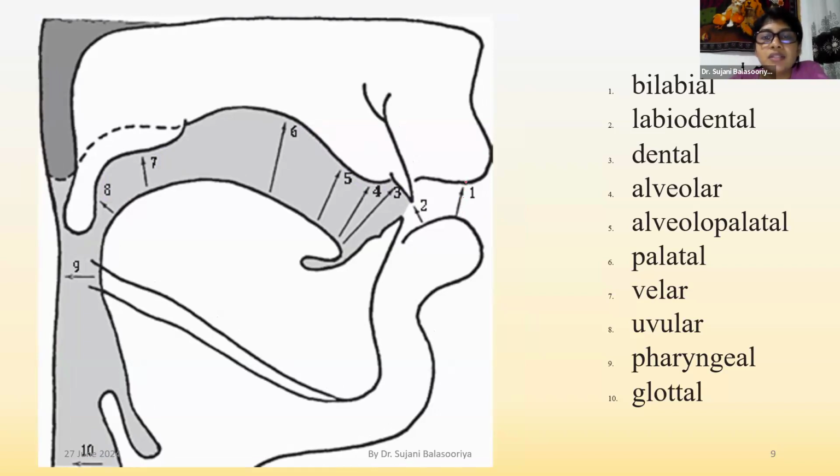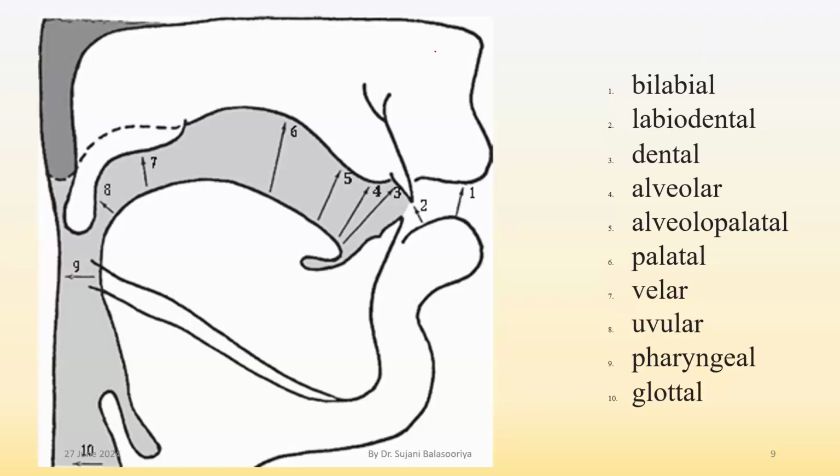Number one, bilabial sounds. Number one is the place where bilabial consonants are produced. And number two, you can find exactly the lower lip and the upper teeth. That is labiodental, right? Number three, dental, tip of the tongue and the upper teeth. Number four, alveolar, right? Number five, alveolar palatal. Number six, palatal. Number seven, velar, right? Number eight, uvular. Number nine, pharyngeal. And glottal, number ten here. Okay, right. So have you done it correctly?